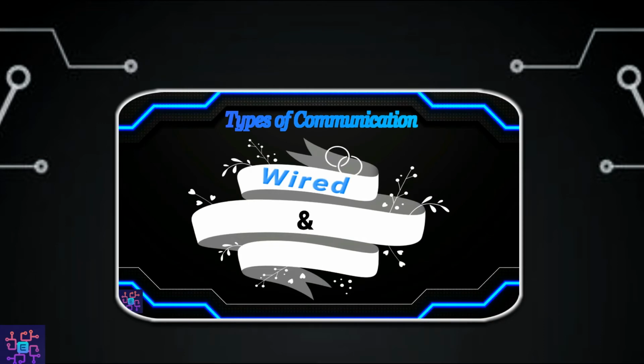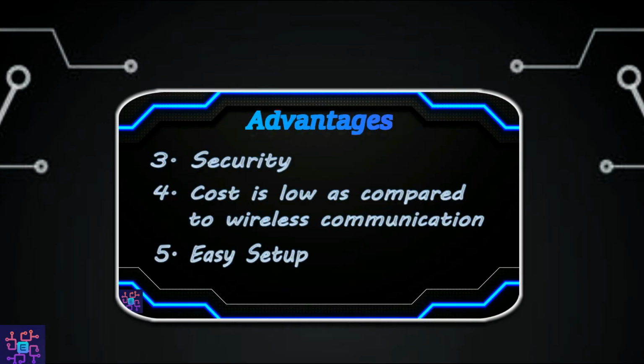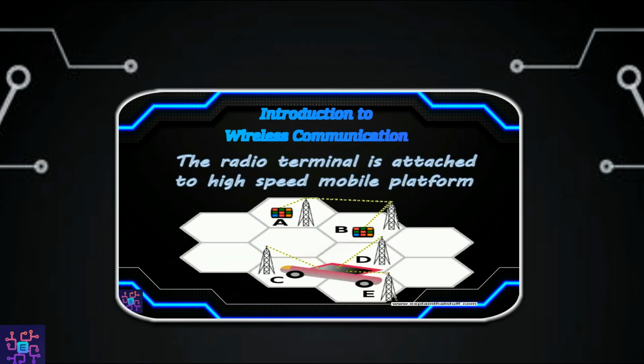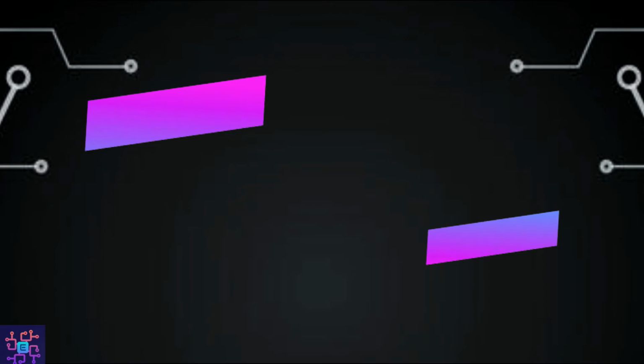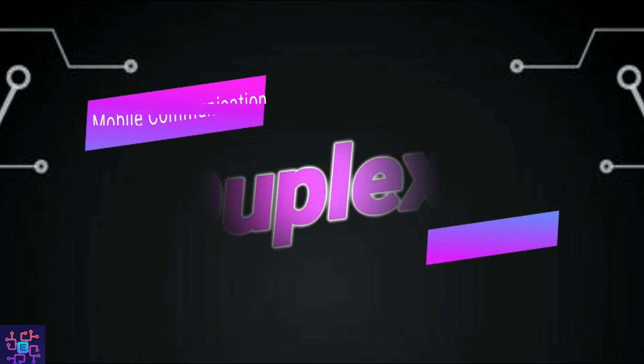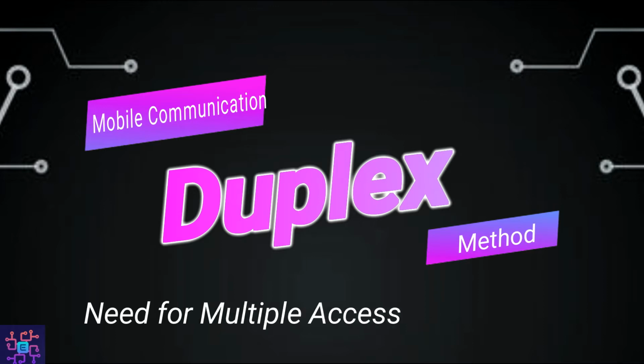In the previous video we learned about the basic terms that you should know in wireless communication. If you haven't watched it yet, go check out the video first. So in this video we will learn about the duplexing methods that are used in mobile communication. Also we will have a sneak peek on the need of multiple access technologies and types of them.